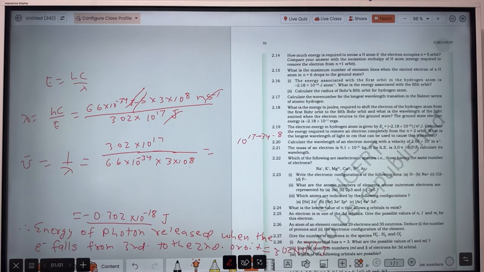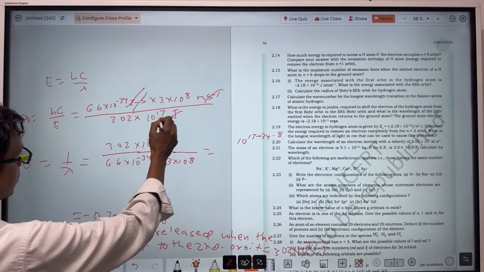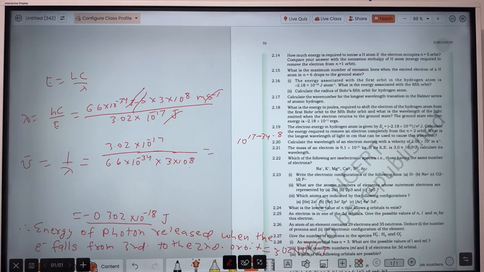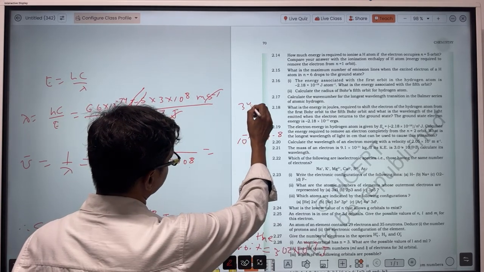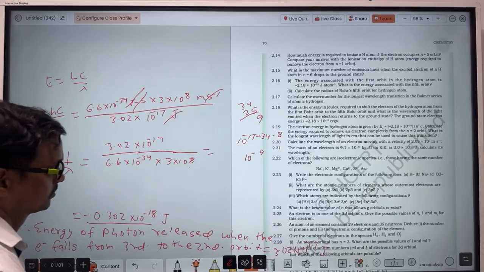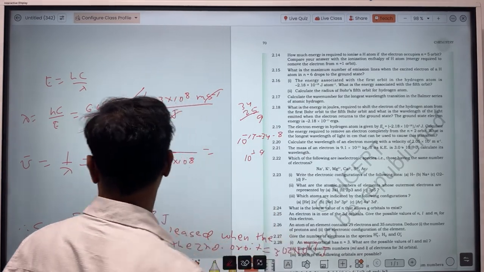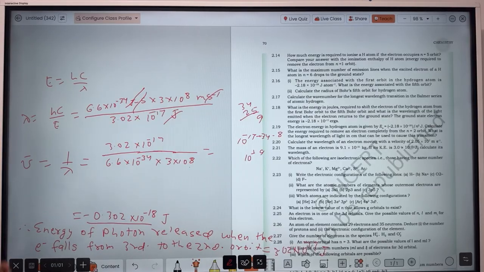Sorry guys, here is minus 17. Here minus 17. So minus 17 plus 34 minus 8. That will be, so minus 17 and minus 8 is minus 25. So 34 minus 25, that means 9. So 10 power minus 9 will be there. 10 power, no, plus 9. 10 power 9. So now 3.02 divided by 6.6.